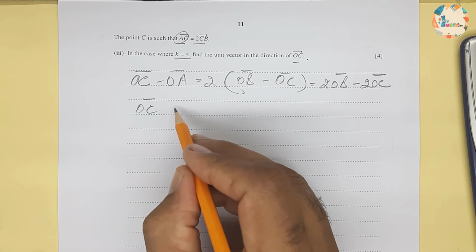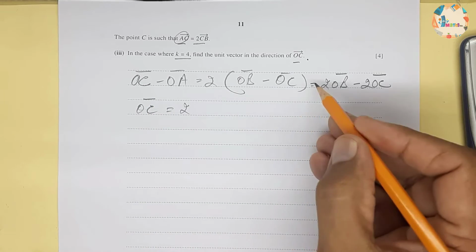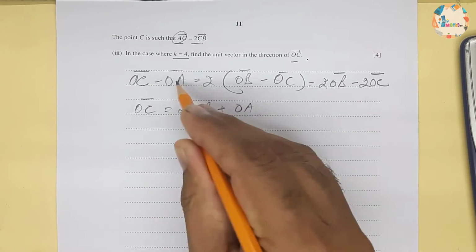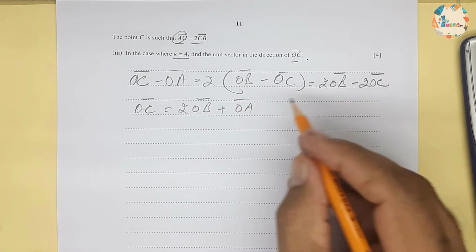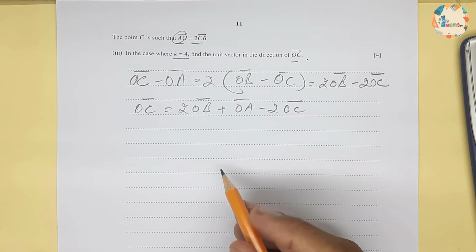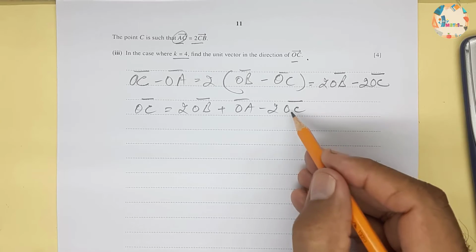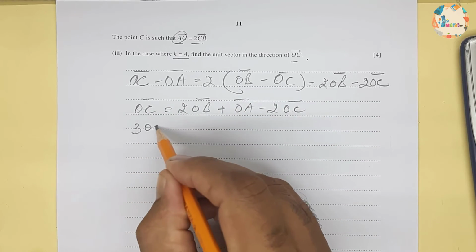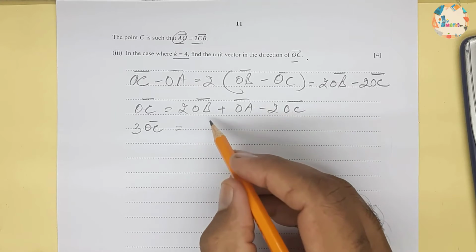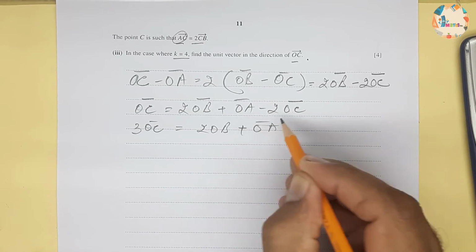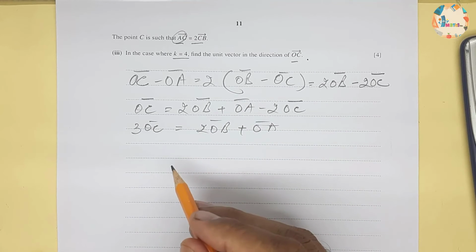OC vector is equal to 2OB plus OA, minus 2OC vector. Now we can shift this OC to this side, so this will be plus on this side. So 3OC is equal to 2OB plus OA. Hopefully you are understanding everything.